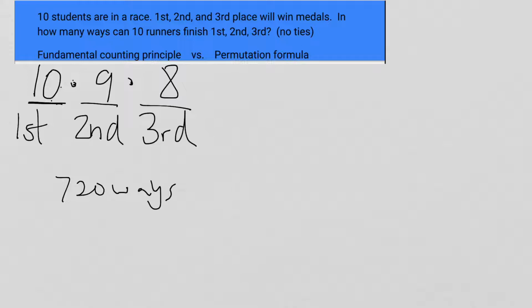If I was to do it the permutation way, I would have a permutation, 10 altogether for runners, and because I only have 3 slots, first, second, and third, I'm going to have it choosing 3 things, 3 as the R. Go ahead and practice this in your calculator, 10P3, and you should also get 720 ways.